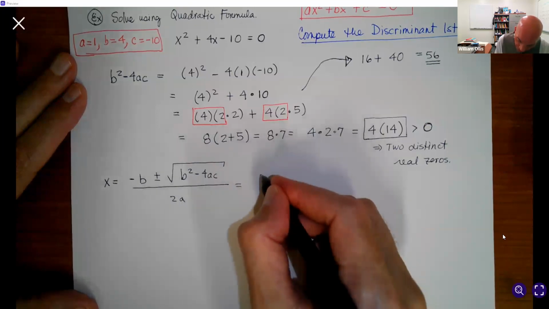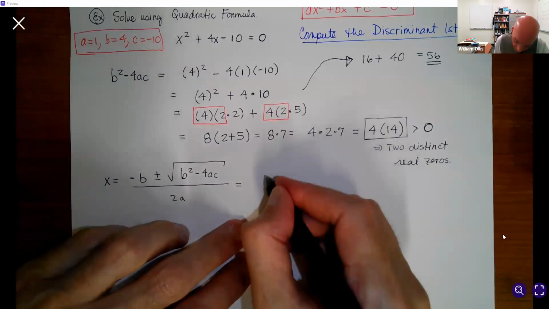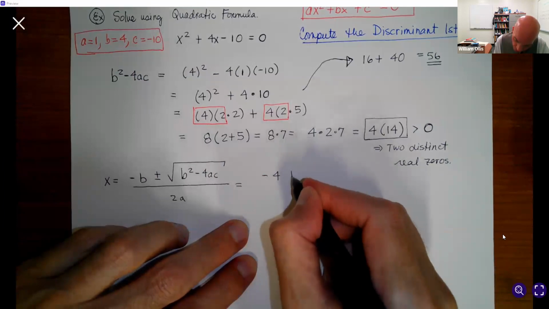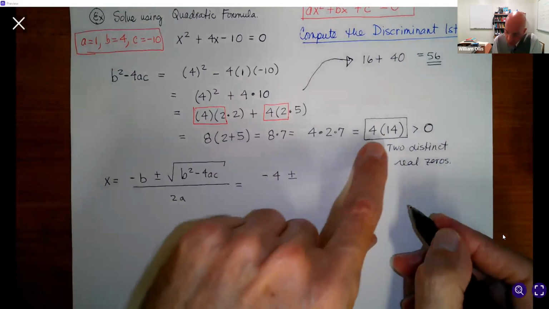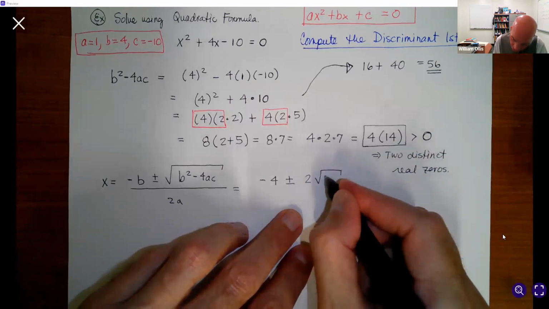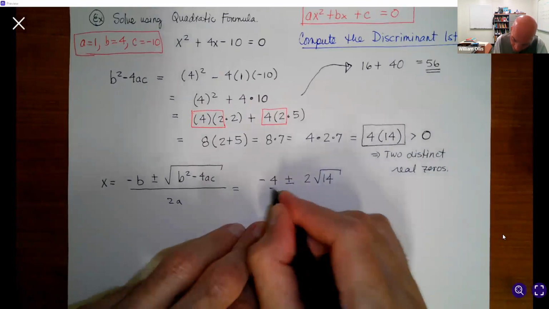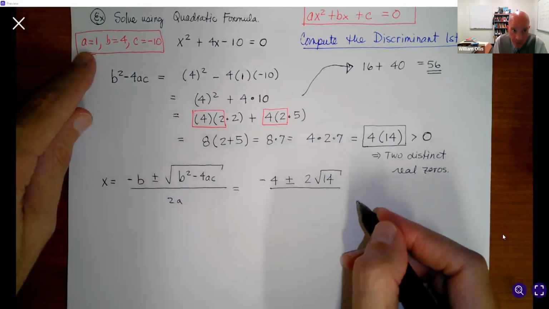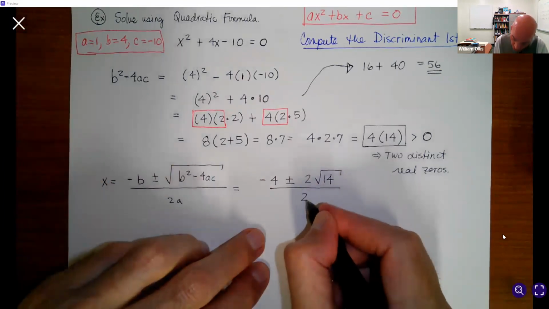So now we have the opposite of b, which is -4, plus or minus. Now we can easily square root this. That gives us 2 times the square root of 14, divided by 2a. 2 times 1 is 2.